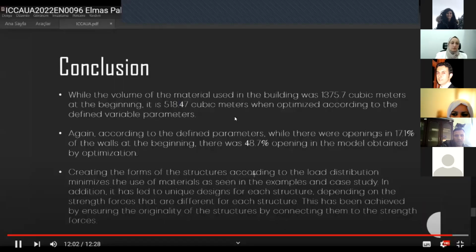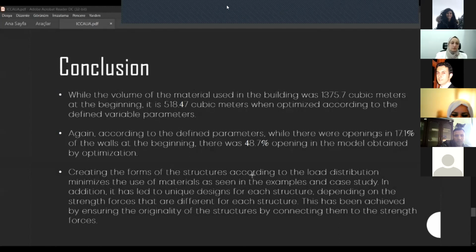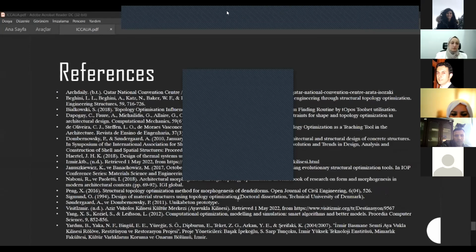In addition, it has led to unique designs for each structure depending on the strength forces that are different for each structure. This has been achieved by ensuring the originality of the structure by connecting them to the strength forces. Thanks for your interest. If you have any question, I'm here.